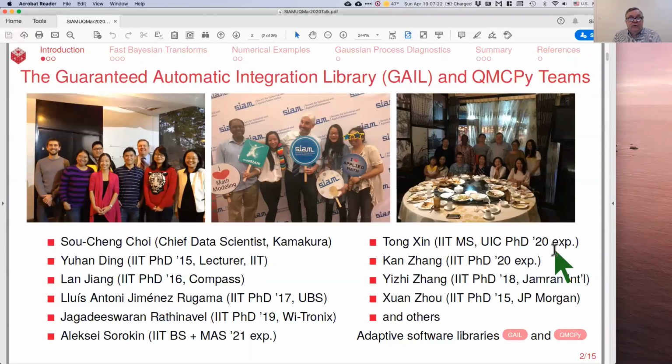Here's a team that's been working with me on developing adaptive automatic algorithms. We have developed a MATLAB library that has multivariate integration, cubature, also univariate optimization and function approximation. And now we're working on a Python library, QMCPy, that we hope to release this summer. The algorithms that I'm going to tell you about are part of this library.